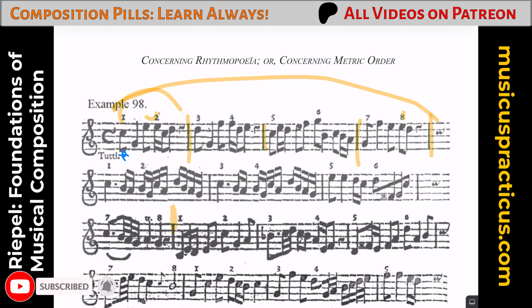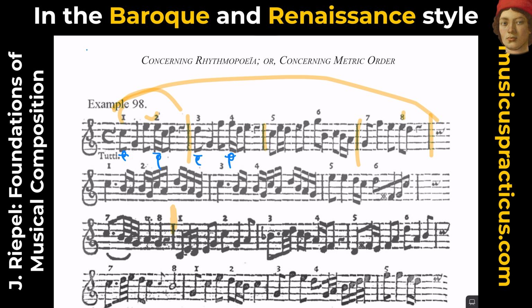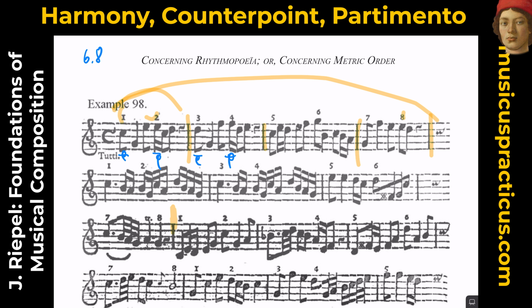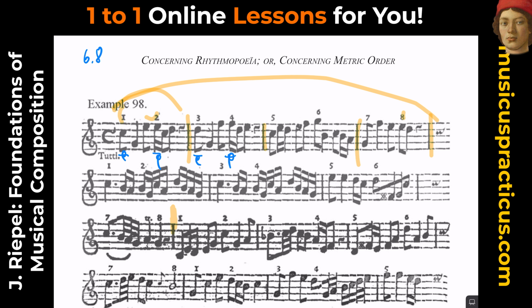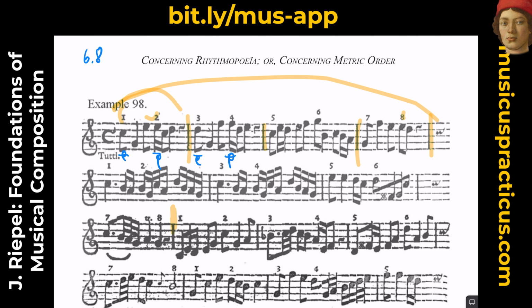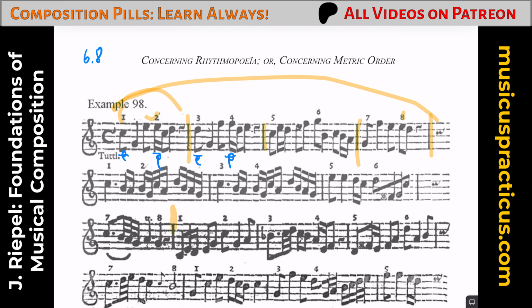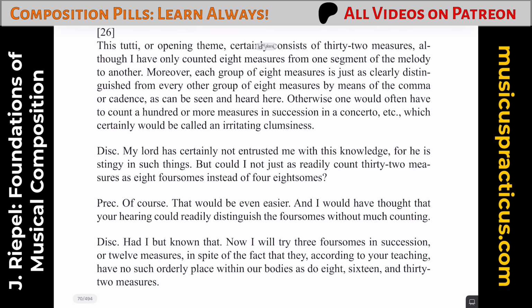Fa, mi, fa, which is mi, re, fa, mi, what we call the pastorella in the Meyer group of the partimento method, stage 6.8 in the Meyer. Mi, re, fa, mi, do, mi, fa, sol, mi, fa, mi, re, do, fa, mi, re. This way. Then, my Lord has certainly not entrusted me with this knowledge, for he is stingy in such things.